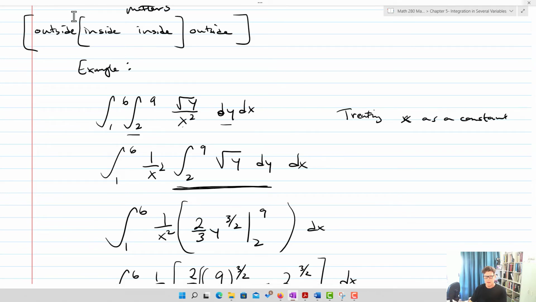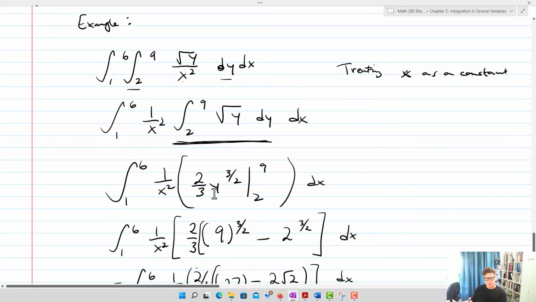So what we look at is, I notice that the dy is on the inside, so that means that I'm going to integrate with respect to y first. So I've got the integral from 2 to 9 of square root of y dy, and I just pulled out 1 over x squared, okay, because why not, right? And then we integrate. What do we get? We get 2/3 y to the 3/2. It's a power rule. All right, and I evaluated then from 2 to 9.